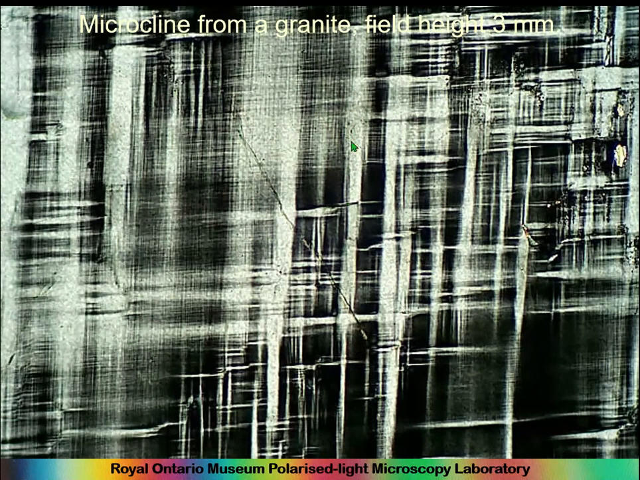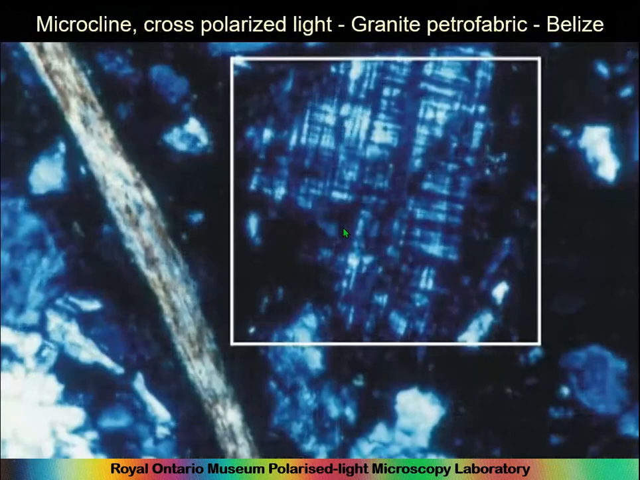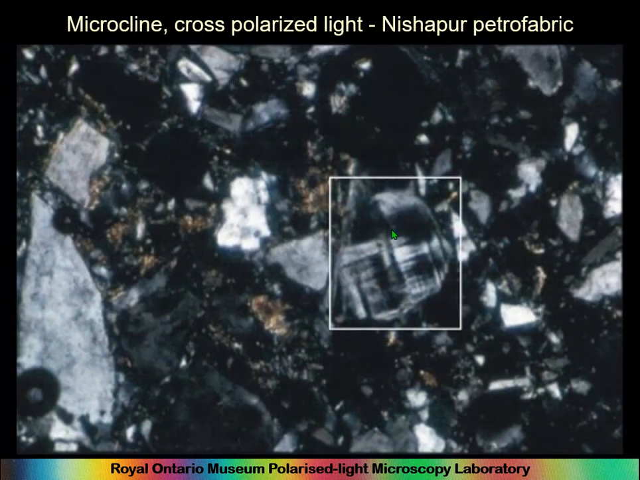And if you look at a close-up, you can see that this is a very distinctive structure, kind of like a grey tartan. And here you can see it in a piece of pottery. This is a fabric you'll be looking at in one of the labs, the granitic fabric from Belize. And this is microcline. You can identify the tartan twinning. Here's a bit of tartan twinning in a stone paste. So this is the stone paste from Nishapur, northeast Iran.